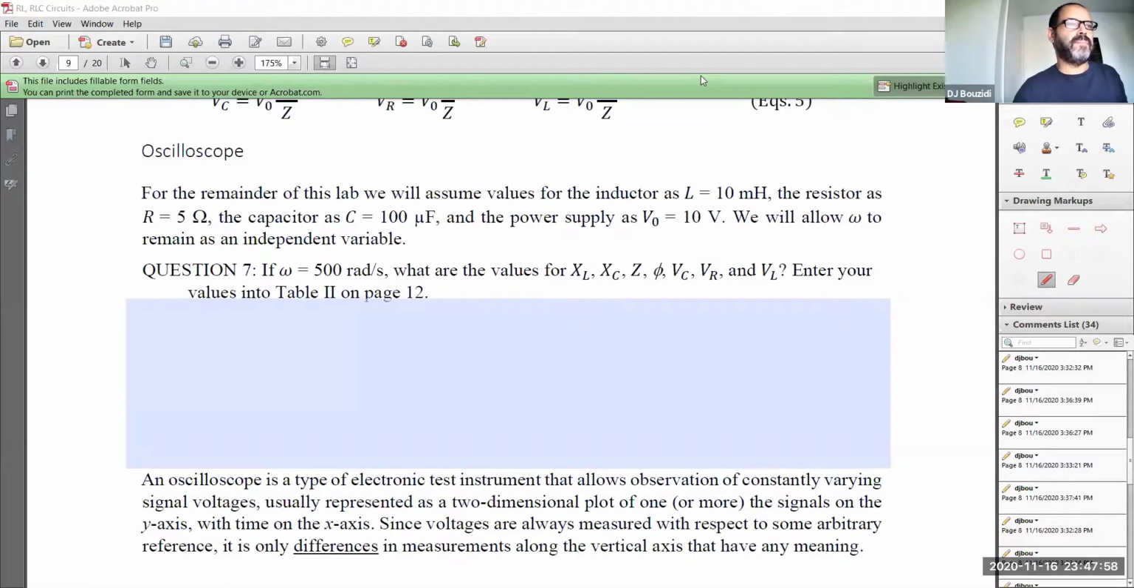Question 7. It's simple substitution. But don't forget the units. For XL and XC and R and Z, they are all in ohms. And the VR and the VC and the VL, they are all in volts. And the phi is an angle. So probably the calculator is going to give it to you in radians. Make sure it's in degrees, or you can make sure it's in radians too. It's fine.